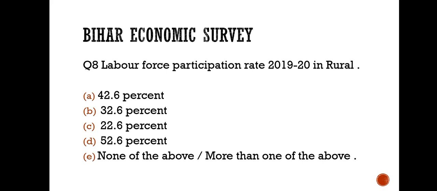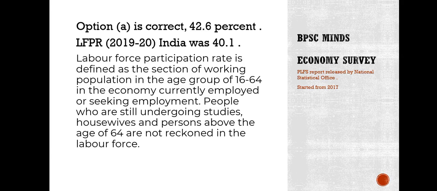Labor force participation rate in 2019-20 in the rural area in Bihar was option A 42.6%, option B 32.6%, option C 22.6%, option D 52.6%, and option E none of the above and more than one of the above. Option A is the correct, that is 42.6%. India's labor force participation rate in 2019-20 was around 40.1%.